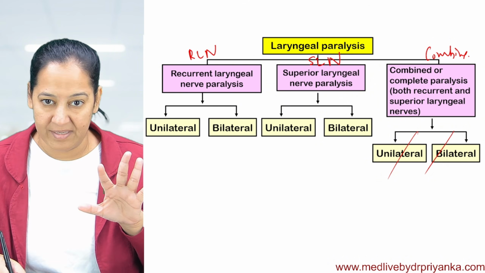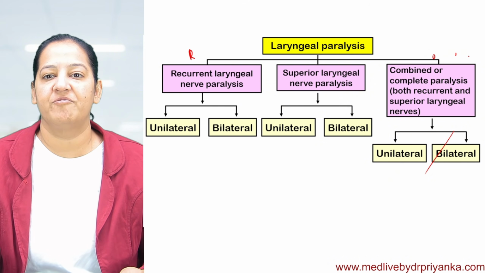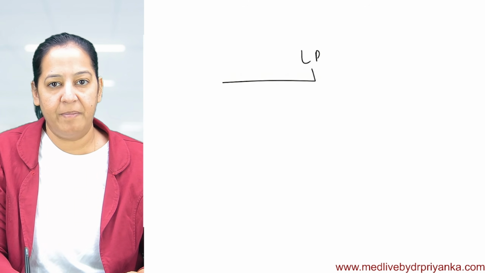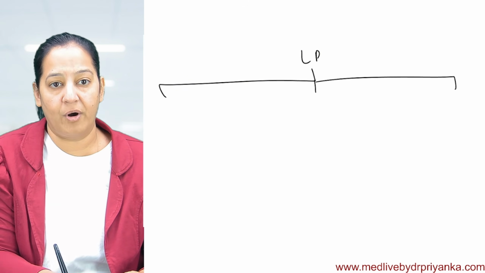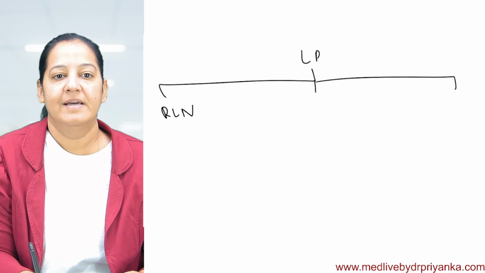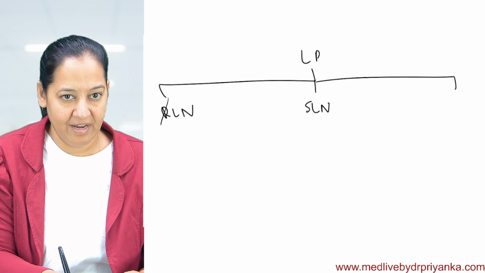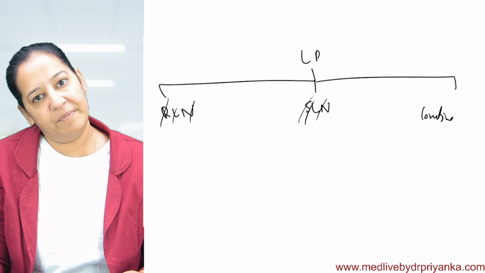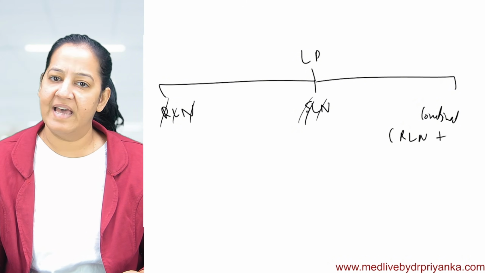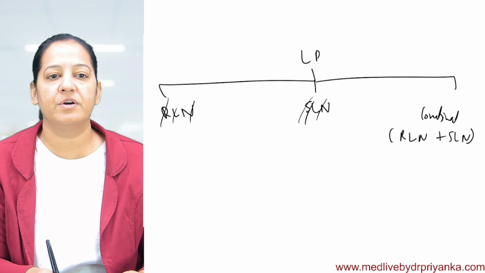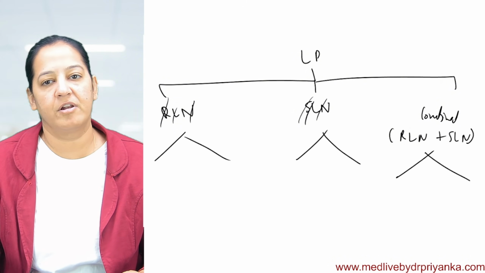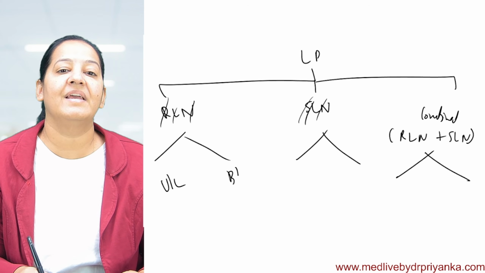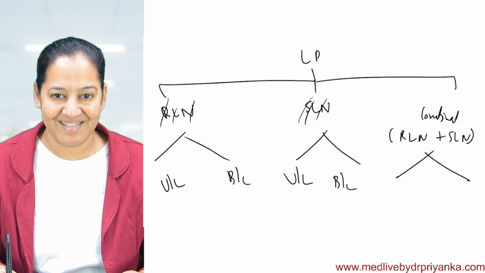Now, you understood this classification? Tell me the classification of laryngeal paralysis. Who will tell me? Laryngeal paralysis are broadly of 3 types: RLN paralysis, recurrent laryngeal nerve paralysis, SLN paralysis, superior laryngeal nerve paralysis, and combined or complete, in which RLN plus SLN, both are paralyzed. Now each of them is unilateral or bilateral. So total it will be of 6 types.